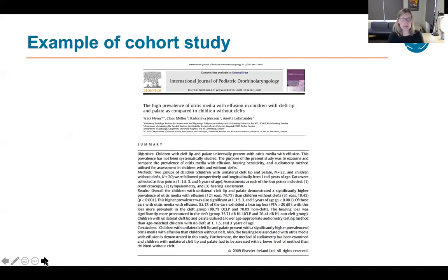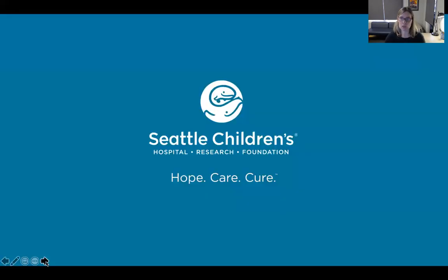Here is an example of a cohort study that I thought I would share with you. This is also posted in Canvas and you can check it out. There's also an example of a retrospective cohort study. This is a prospective study that you may also look at and refer to for class. And that's all I have on cohort studies.